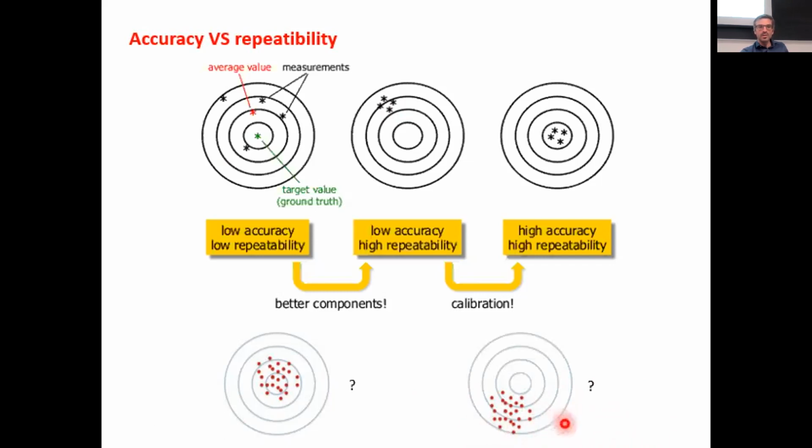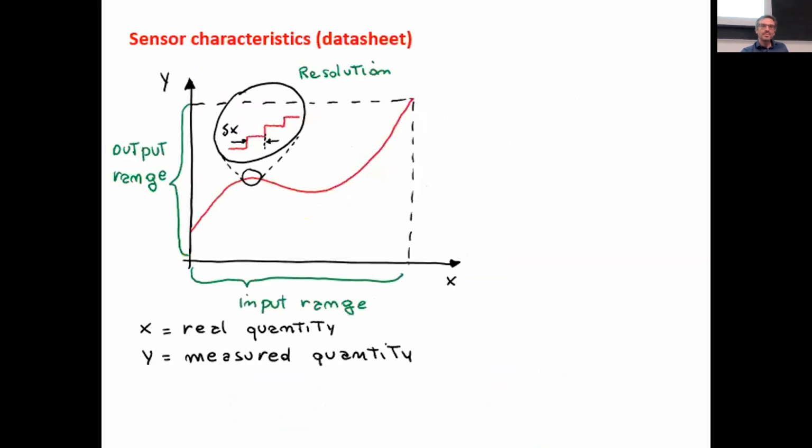No, it's low repeatability. It was a trick. It's the same as this one. But okay, low accuracy and low repeatability. Very good.